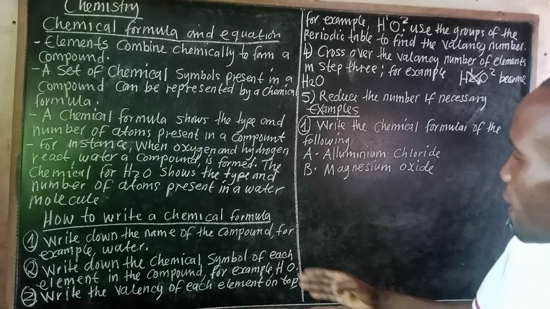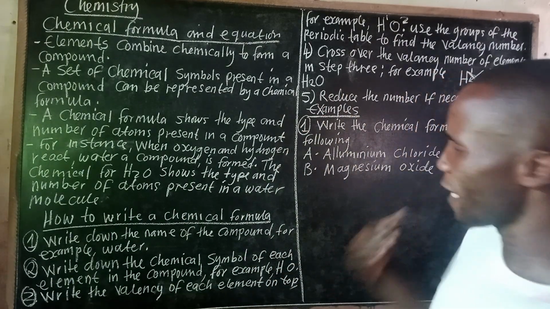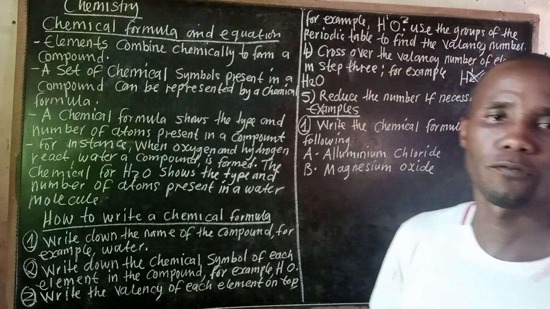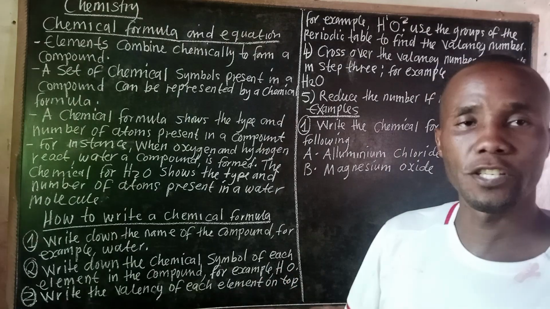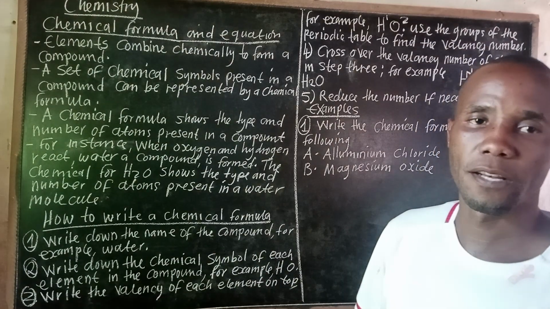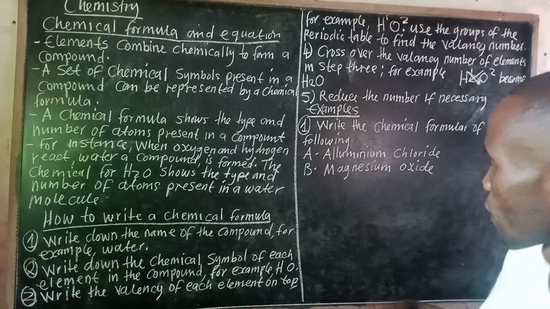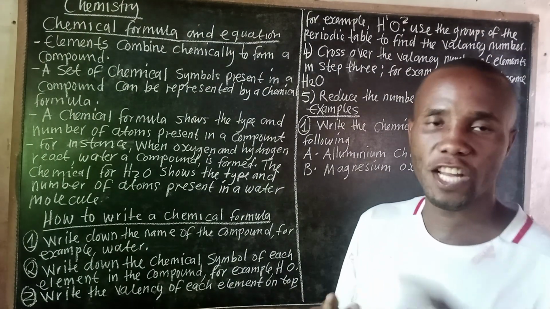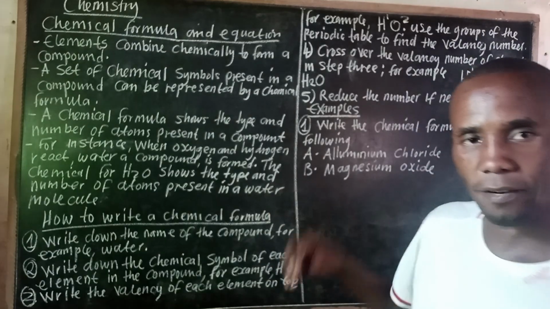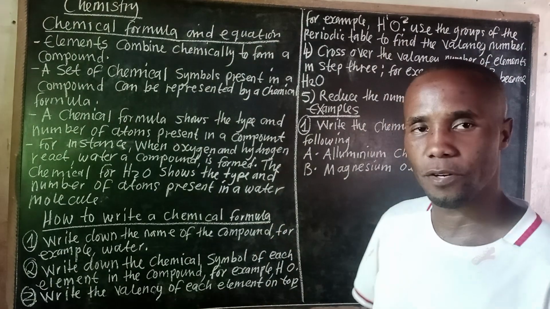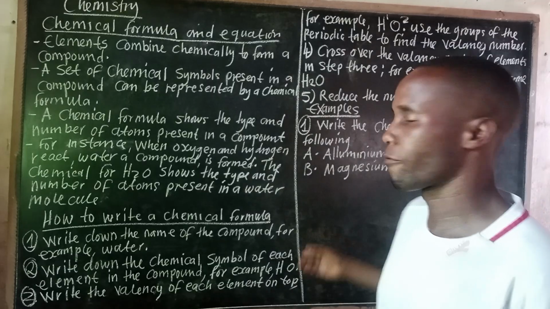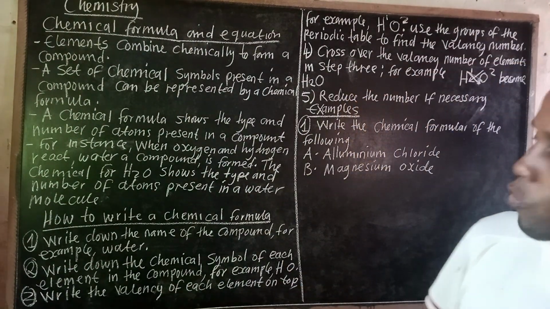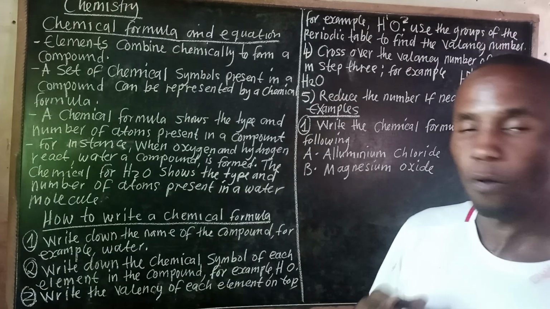Then 2, write down the chemical symbol of each element in that particular compound. In this case, we have water. So you have to write now the what? The symbol of each element that are involved in the same compound. For example, for water, we have two elements that are involved, hydrogen and oxygen. So what you do, you just write the chemical symbol, the one that appears on the periodic table, like for hydrogen, we have H. Then oxygen, we have O. That is the one. So these are some of the steps you are supposed to take when writing the chemical formula.